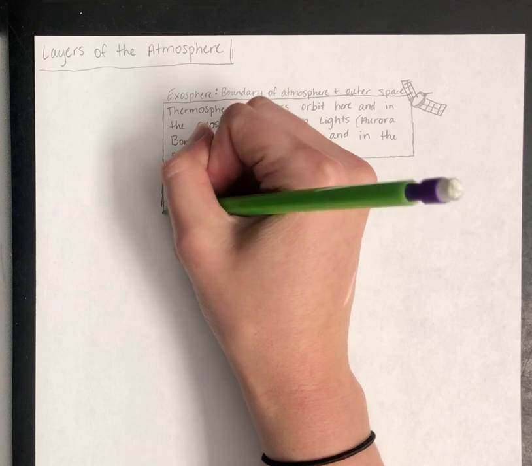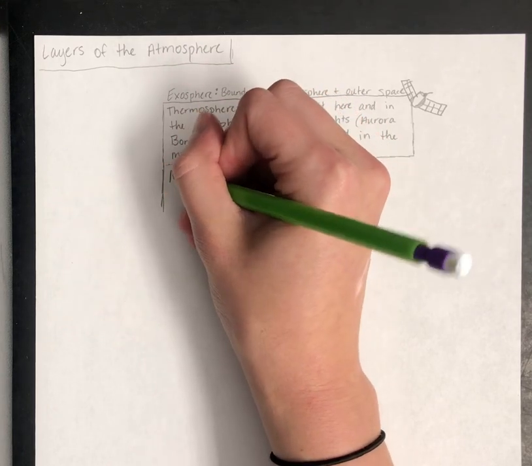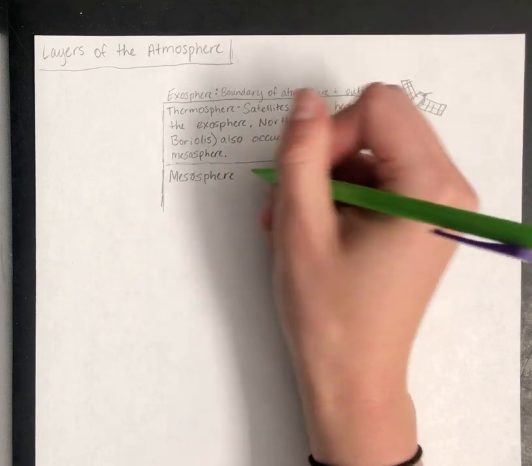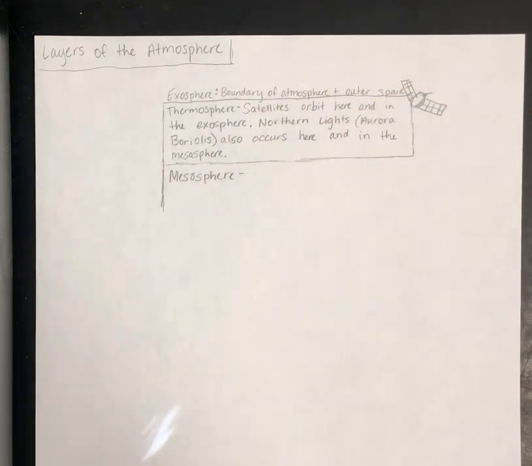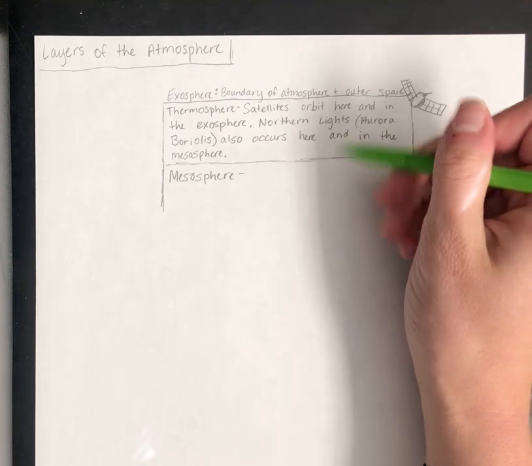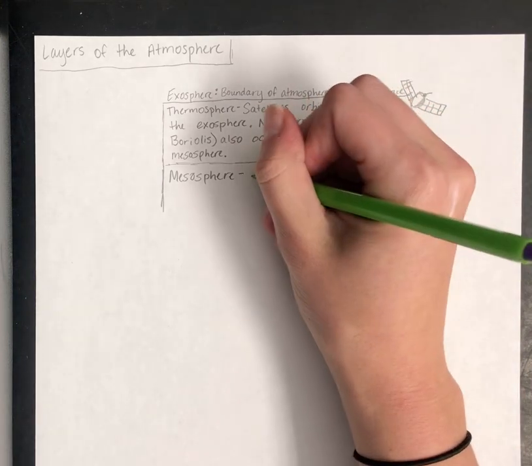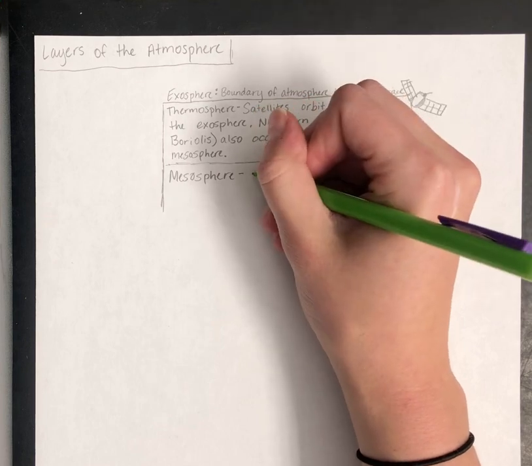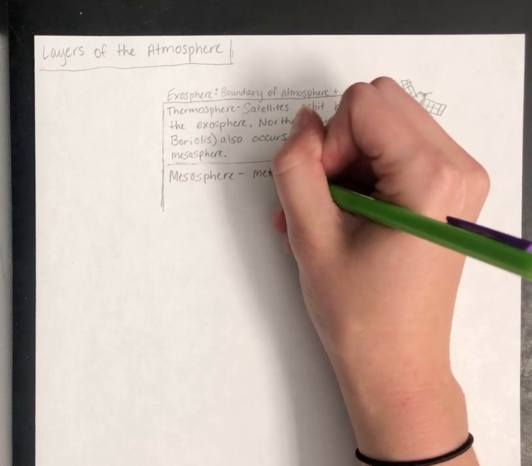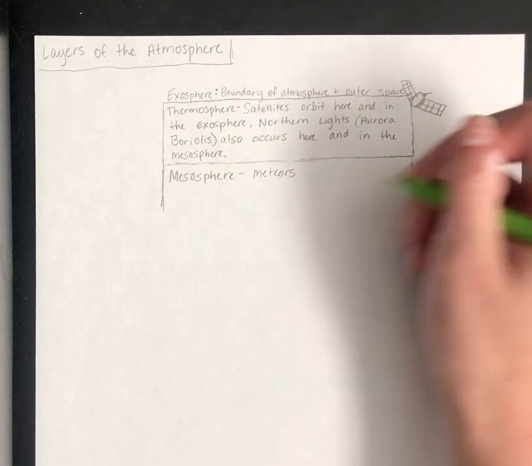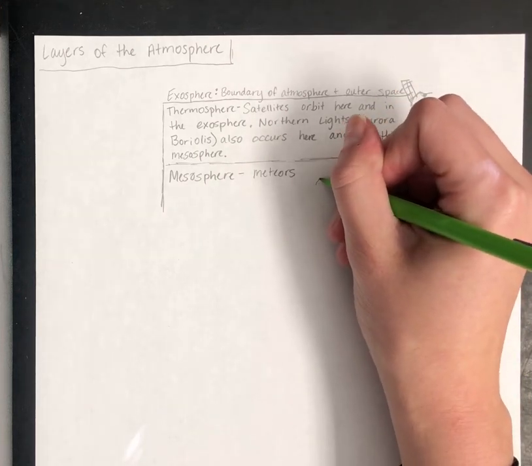Okay, and then we have the mesosphere. So we said the mesosphere can have some of the aurora borealis or the northern lights. This is also where meteors are. You can draw a little meteor.